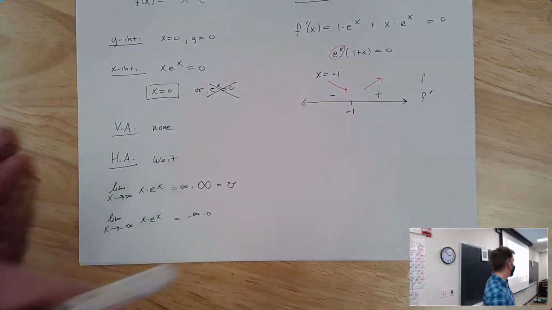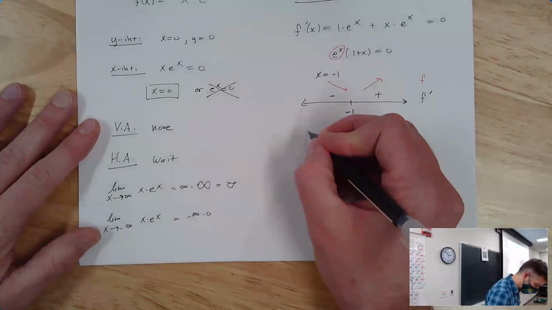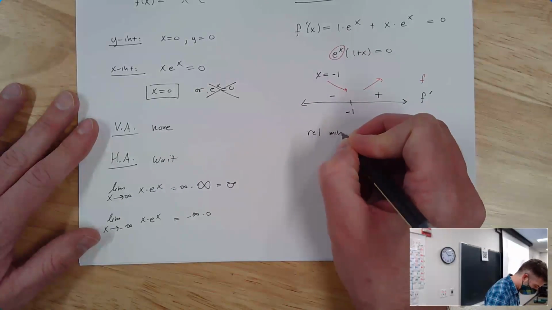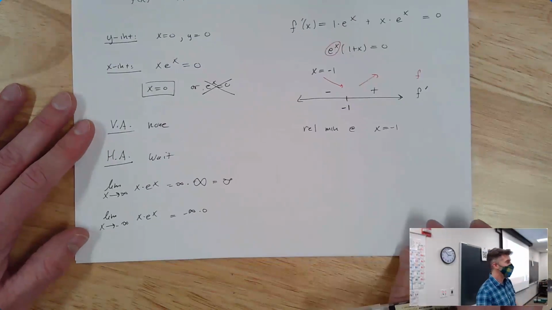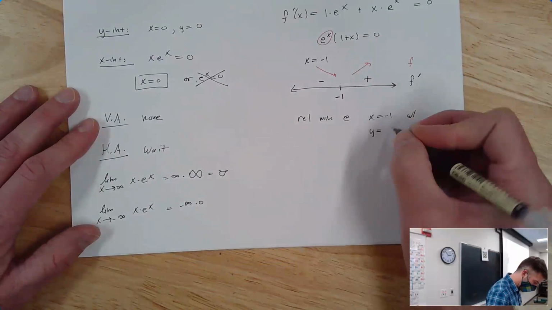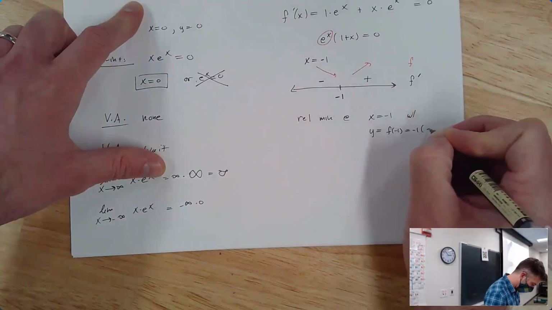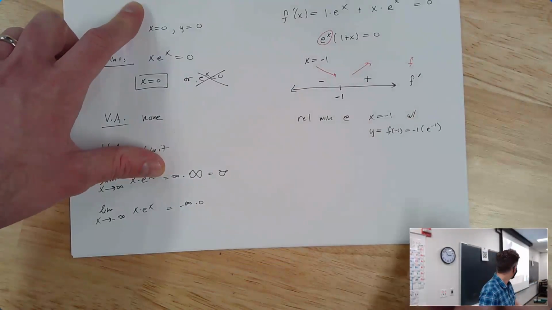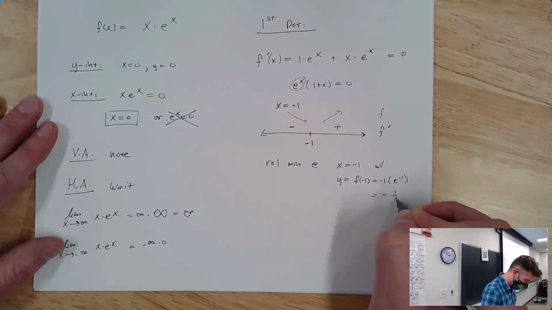Which means we have a what? A minimum or a maximum? We have a relative minimum at x equal to -1. I'm going to graph this thing, so I also want to find the y value. I'm just going to plug in -1 and get -1 times e to the -1, which is -1 over e.